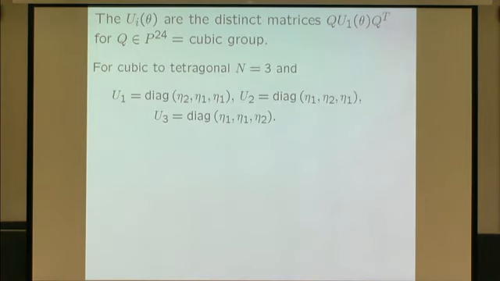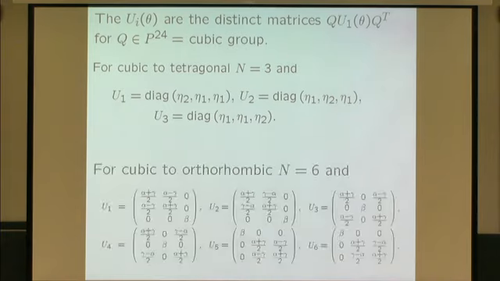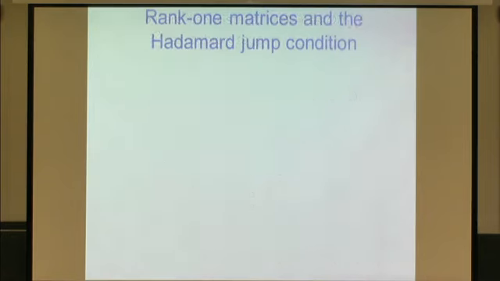So for example, for cubic to tetragonal, n would be 3, and the 3 matrices would be diagonal: eta 2, eta 1, eta 1, where eta 2 is the longer length, and then you permute them to get the other 2. So those are the linear transformations that take you from the cube to the 3 variants. And for cubic to orthorhombic, there are 3 parameters, alpha, beta, and gamma, and here are the 6 variants that you get for cubic to orthorhombic. The precise details are of course important when you do the calculations, but not important for this talk.